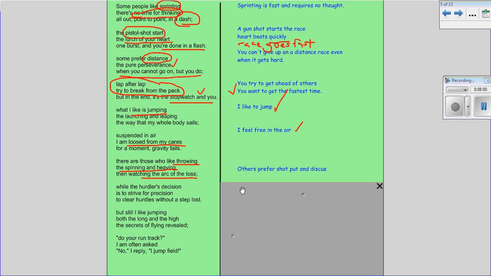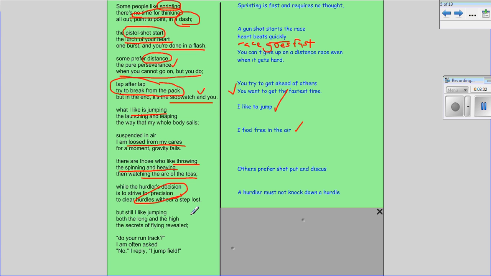Our next stanza. "While the hurdler's decision is to strive for precision to clear hurdles without a step lost." Go ahead and paraphrase, keeping the main idea and putting this in your own words. So here, a hurdler must not knock down a hurdle. So here, they have to be perfect with their decisions, with their jumps, to not lose a step.